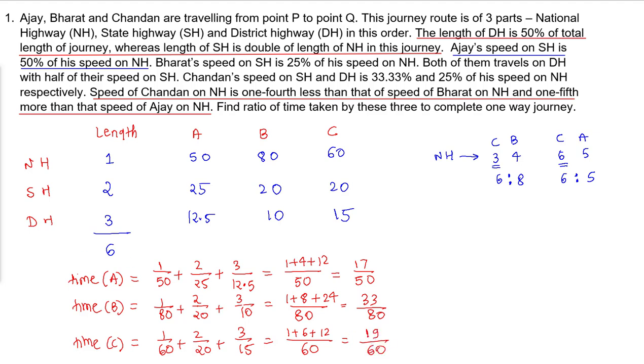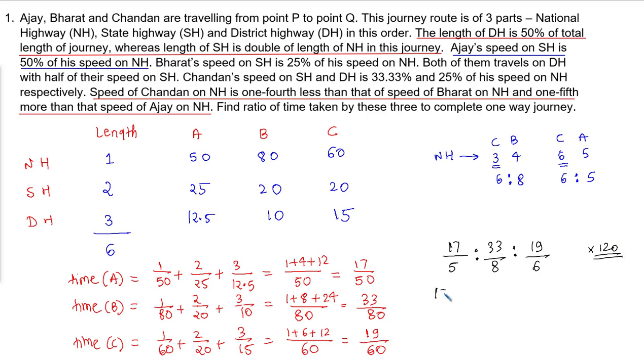So now our question is, we need to find the ratio of time taken by A, B and C, that is 17 by 50. You can cancel that zeros. Okay, 17 by 5 is to 33 by 8 is to 19 divided by 6. The LCM of 5, 8 and 6 is 120. So multiply all these three numbers by 120.